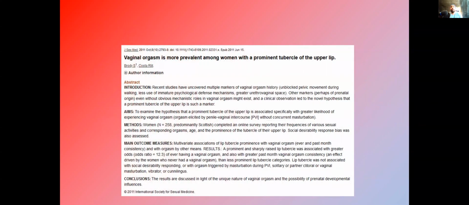This was the paper which, hopefully, we'll see the humor in, but it's actually published in the Journal of Sexual Medicine. And the title, as you can read here, is Vaginal Orgasm is More Prevalent Among Women with a Prominent Tubercle of the Upper Lip.